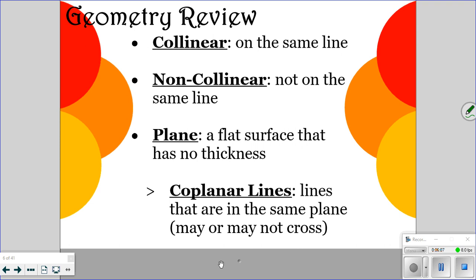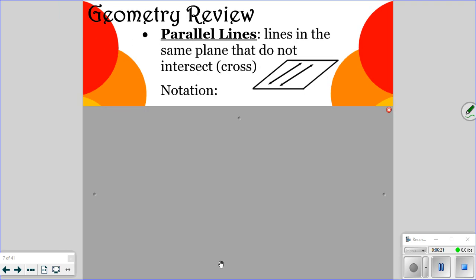If you have coplanar lines, those are lines that are in the same plane, and they may or may not cross. They could be parallel or they could be intersecting, but if they're coplanar lines, that means that they are in the same plane. Okay, parallel lines. Those are ones that are in the same plane, but they do not intersect, they do not cross. And the notation for that is 2 parallel lines.